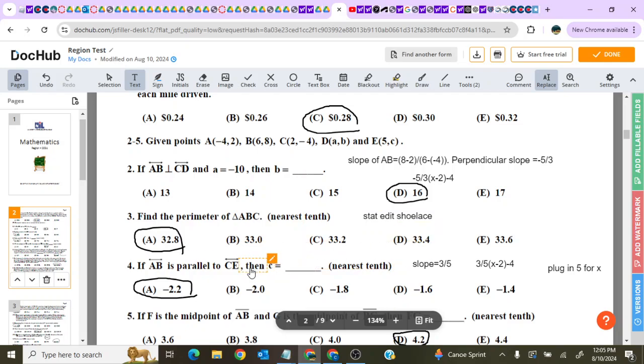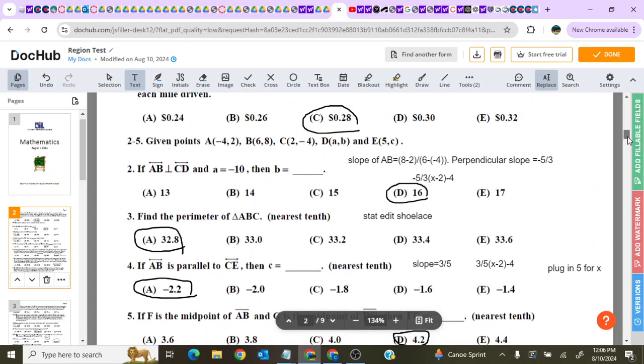If AB is parallel to CE, then what is C? Well, now that it's parallel, that means it has the same slope. As we talked about before, the slope is 3 over 5. So 3 over 5 and then point slope form. So 3 over 5 x minus 2 minus 4. Well, and if you plug in 5 as your x, you'll get a C value of -2.2.